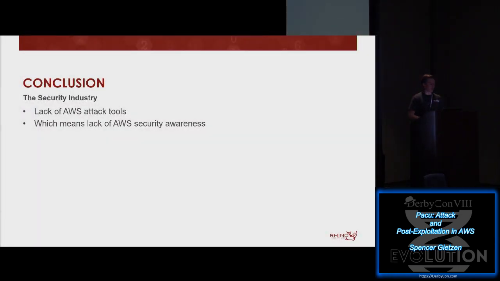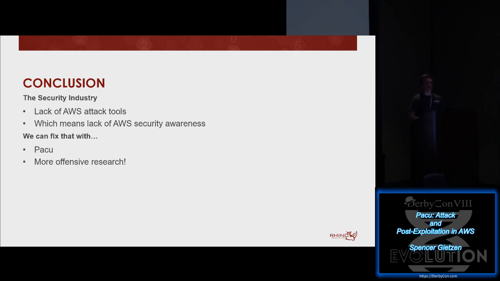Basically in conclusion, there's a lack of AWS security tools in the industry, and that means there's a lack of AWS security awareness because people don't know what's possible in their environments. They don't know what the features can do. We're going to try and solve that with Pacu. That was the goal, and more offensive research from myself and hopefully from the community as well, and make it easier to understand what's going on and easier to secure your environments.